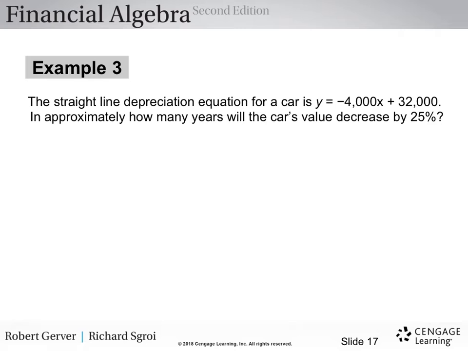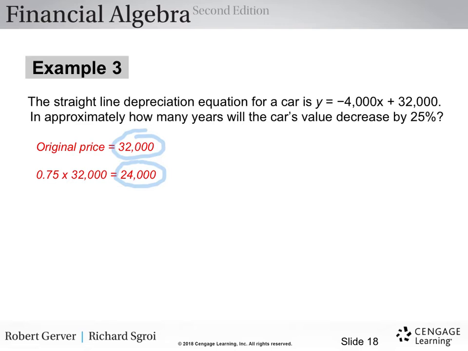Okay, let's look at example 3. The straight line depreciation equation for a car is y equals minus 4,000x plus 32,000. In approximately how many years will the car's value decrease by 25%? Well, we know the original price of the car must have been $32,000 from the formula. 75% of that comes out to be $24,000. So the value decreasing by 25% is the same as saying the value is 75% of what it was originally.